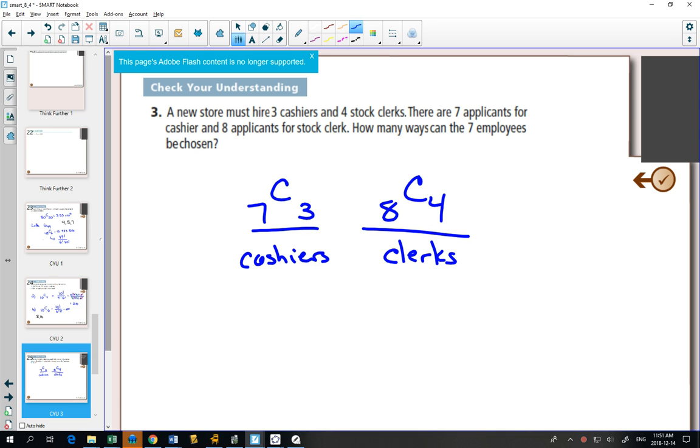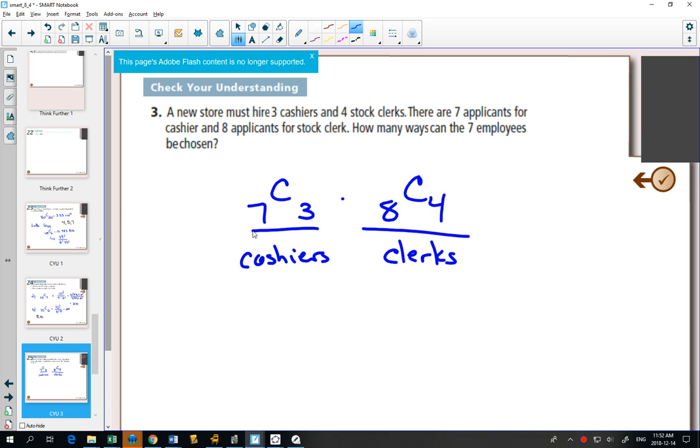These aren't separate cases. We don't add them together. They're separate decisions that need to be made. And for every group of 3 cashiers that we hire, that group of 3 could mix with any of the group of 4 clerks that we could hire. And so we multiply them together to get our total.